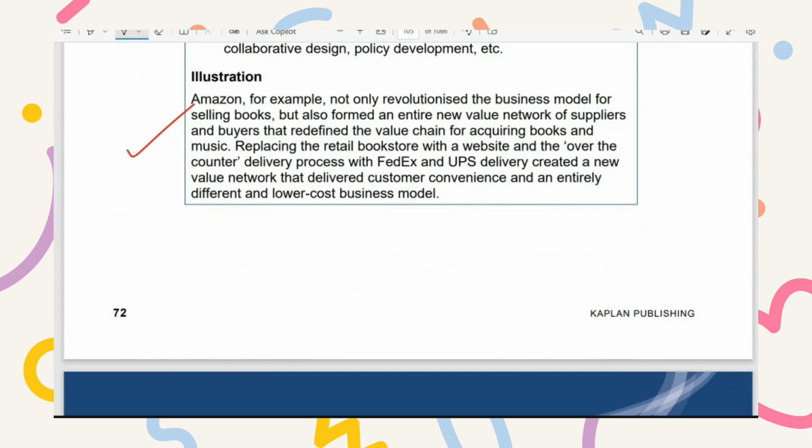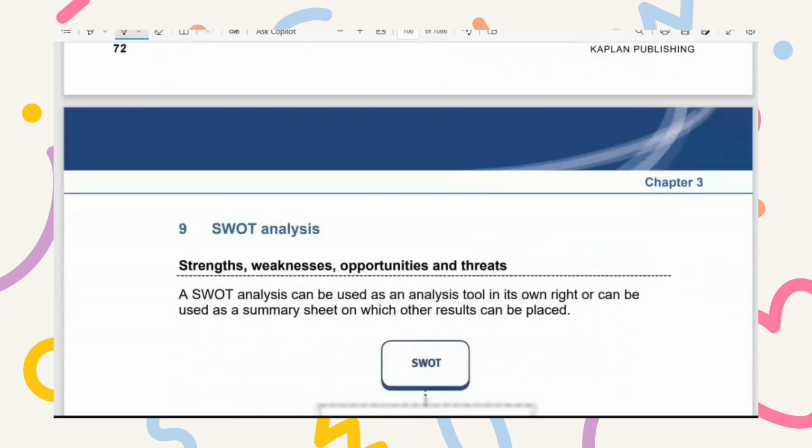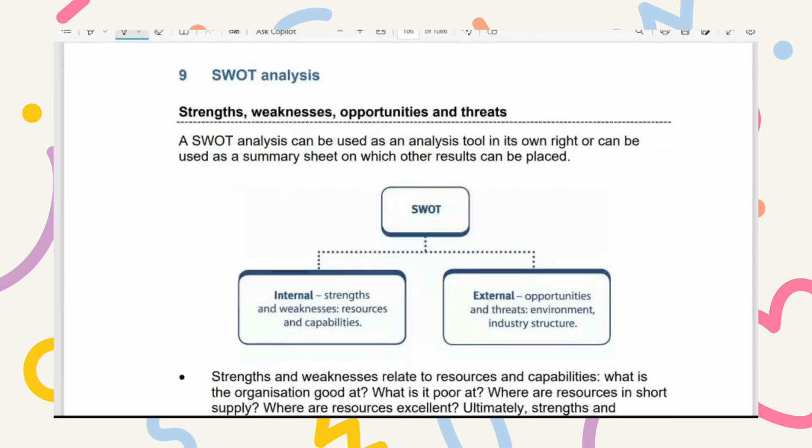The key: if you keep this format in your mind, it's easy for you to explain strengths and weaknesses related to resources and capability. What is the organization good at, what is it poor at, where are resources in short supply, where are resources excellent. Ultimately strengths and weaknesses determine an organization's ability to cope. When they have identified their strengths and weaknesses, they are ready to move on. If a person knows their weakness and overcomes it, they are successful. Nature also designs its strategy in the same way, or in a much better way.